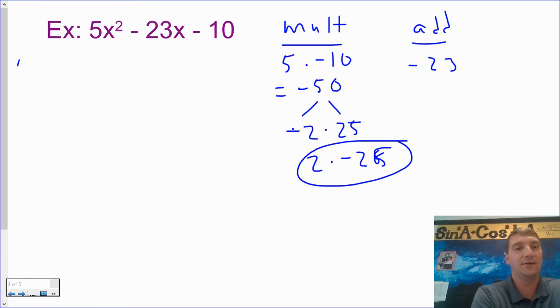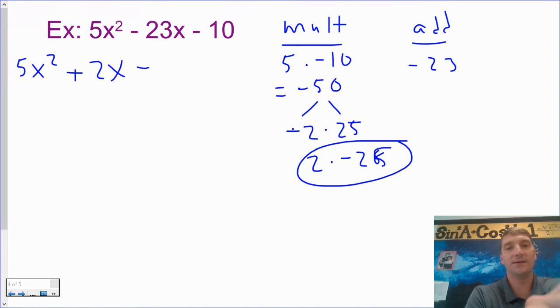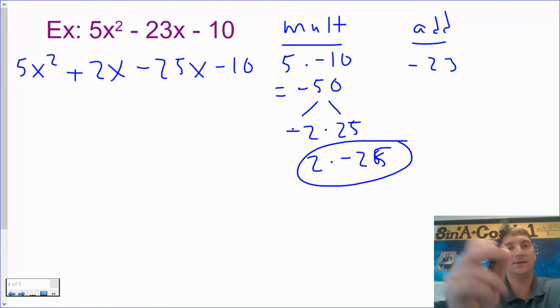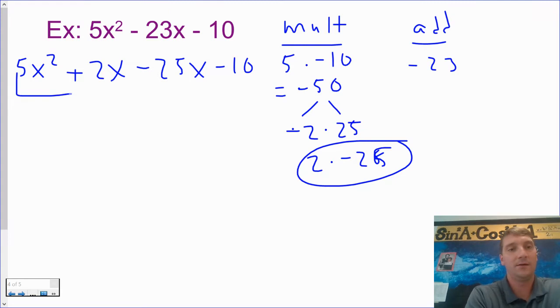So same thing. Put the 5x squared first. This middle term is going to split off into two numbers. It doesn't matter which way I go. If I want to put the 2 first, so I'll put plus 2x and then minus 25x and then minus 10. Like I said, typically I suggest people put the negative term in front if they have an option, but it doesn't matter. And then we'll do GCF and then do GCF.